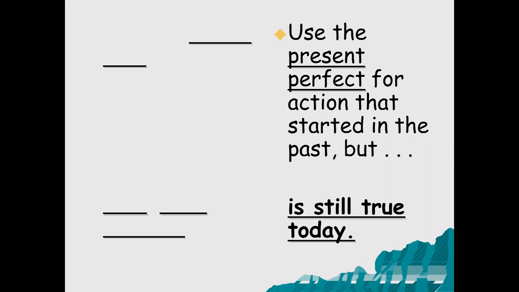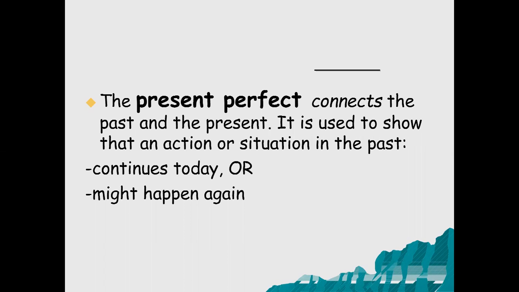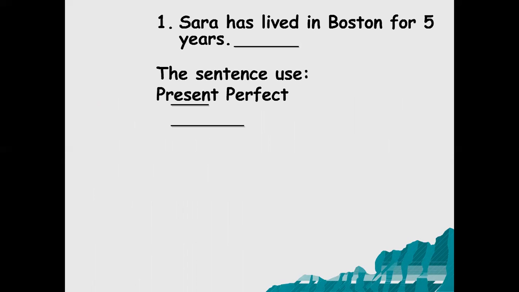Okay, so in this sentence we have an example about the use of present perfect. The use of present perfect needs to connect the past and the present. It is used to show that an action or situation in the past can continue today or might happen again. Okay, to explain the connecting words that we can use in present perfect, here is the example of how we use present perfect.